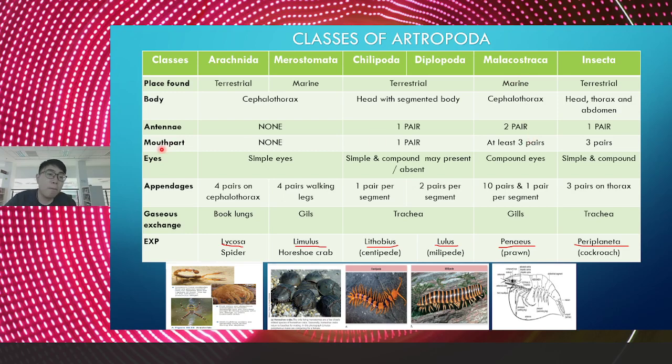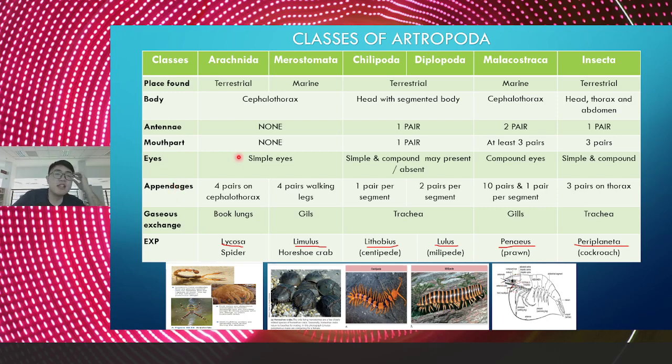Okay. And then for mouth part, for Arachnida and Merostomata, they do not have mouth. And then for Chilopoda and Diplopoda, they have one pair of mouth part, and insecta have 3 pairs of mouth part. Okay, for Malacostraca, at least 3 pairs. Banyak. At least 3 pairs. Dia more than 3 pairs. Kalau awak tengok pun, awak tengok dia lah. Mouth part dia sangat banyak punya.